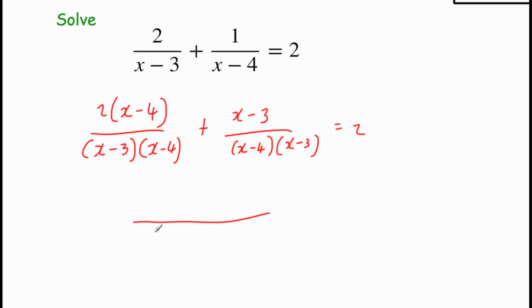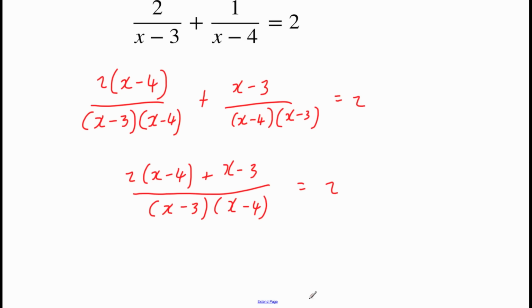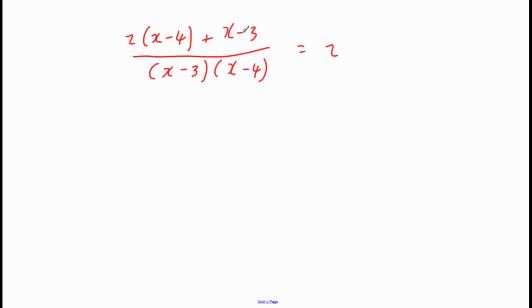Okay, now we're going to combine them as a single fraction. Because they've got the same denominator, I can write my x minus 3, x minus 4. On the numerator, I have 2 bracket x minus 4 plus x minus 3, and that equals 2. So I've just written the two fractions as a single fraction, with the same denominator. Now, what we're going to do is simplify this numerator. So let's expand the brackets.